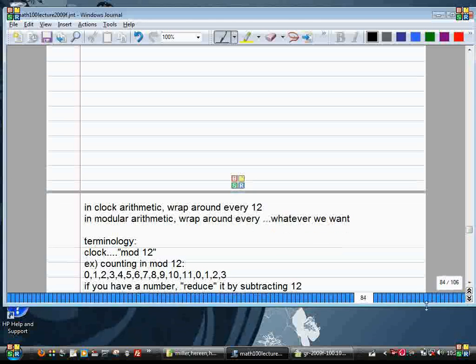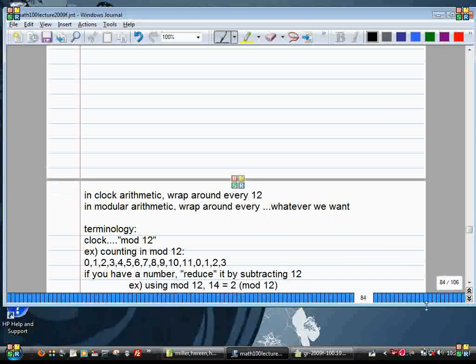Or one thing you can call it is reducing, actually finding the congruence class. For example, using mod 12, 14 is equal to 2 mod 12. And that's one of the things that we just said in one of these problems. For example, when we said starting at 8, 6 hours later, well, 8 plus 6 is 14, but in mod 12, 14 is just the same as 2.